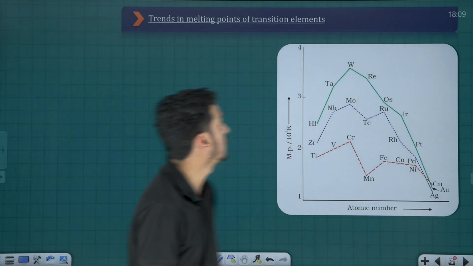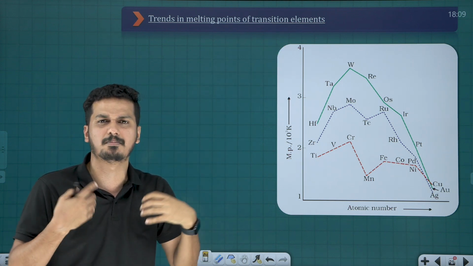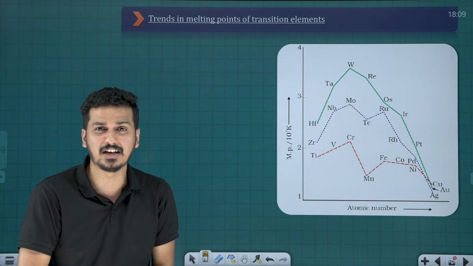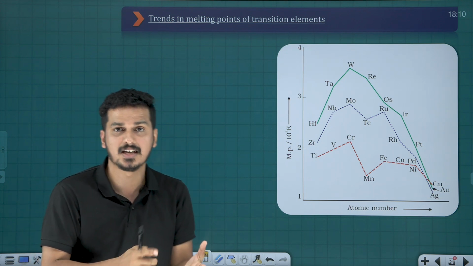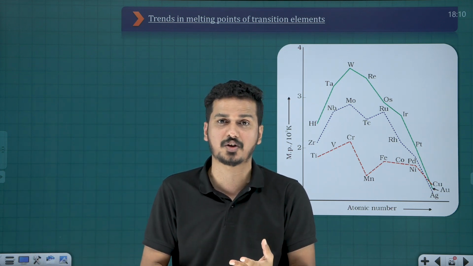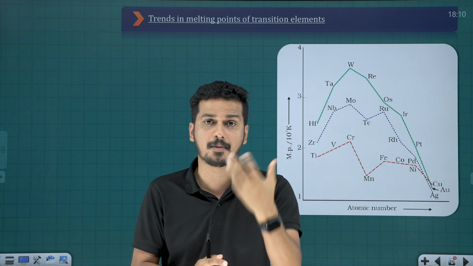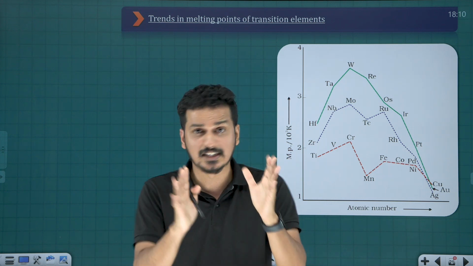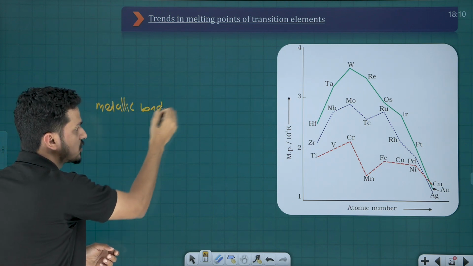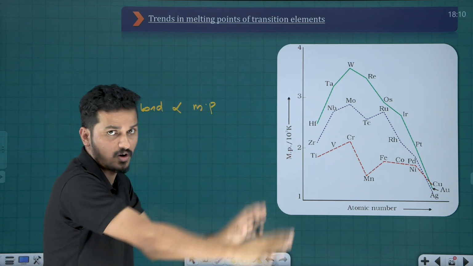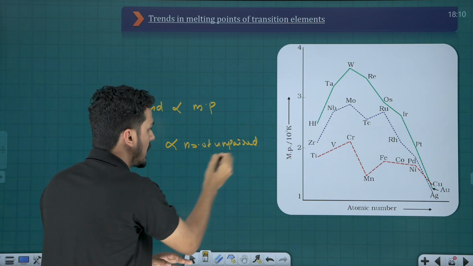Next, the trends in melting points of transition elements. Here you have to remember that melting point and boiling point are directly proportional to how effective the metallic bond is in the metal atom. D block elements have vacant d orbitals and unpaired d electrons, and the number of unpaired d electrons matters, as well as the unpaired s electrons in some cases. So the metallic bond is stronger, which means the melting point is higher. That's the idea: metallic bond strength is directly proportional to the number of unpaired d electrons.